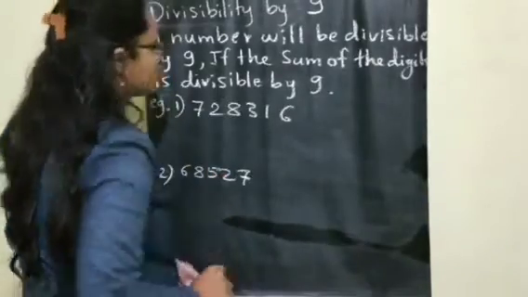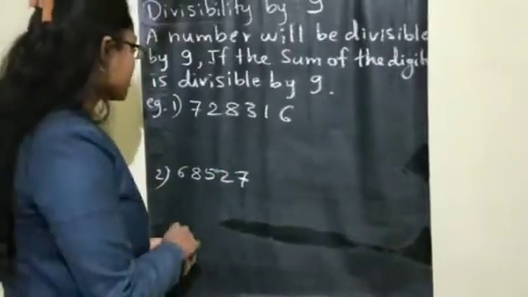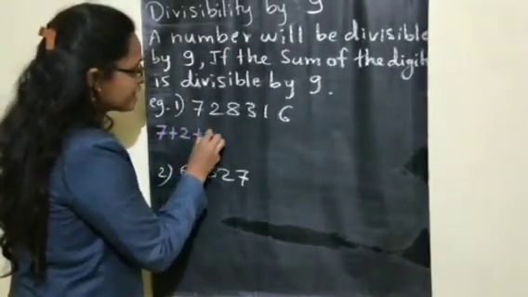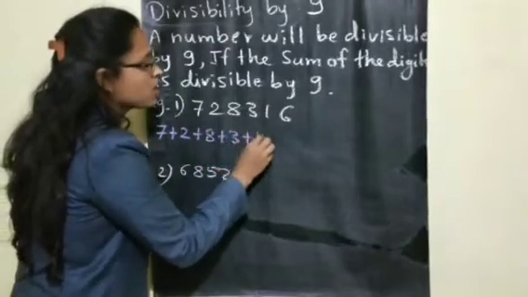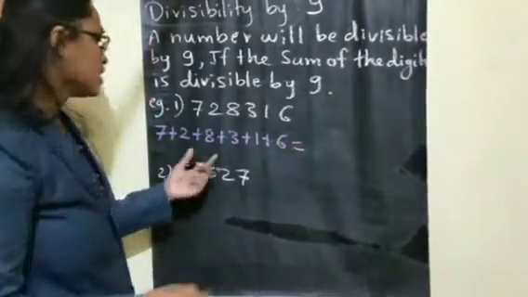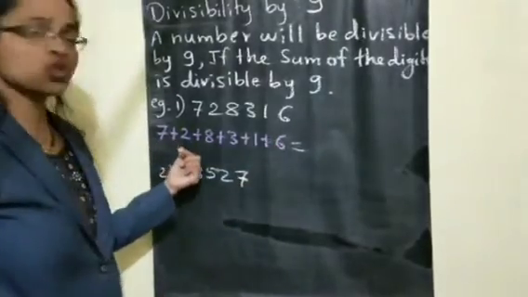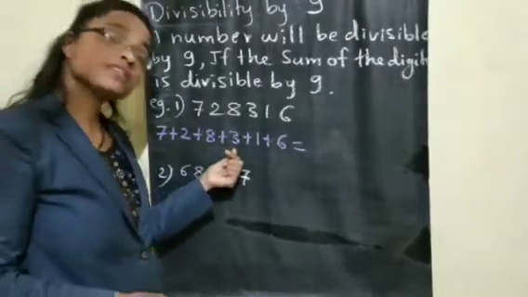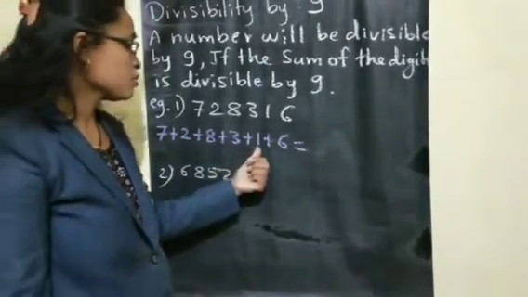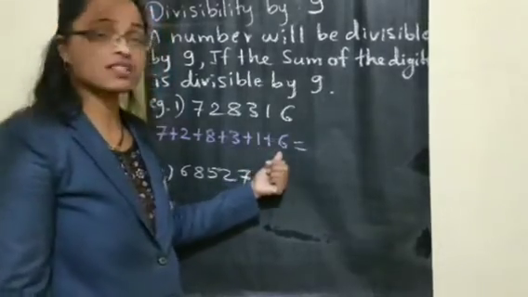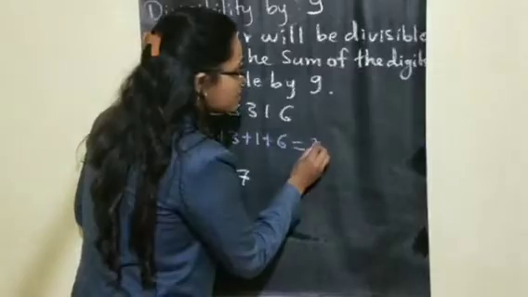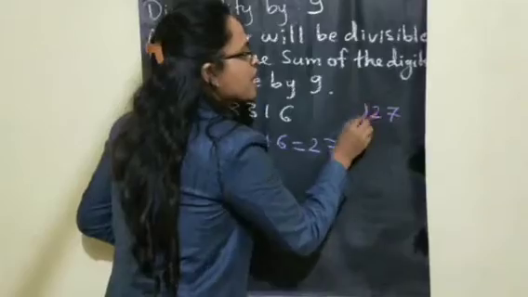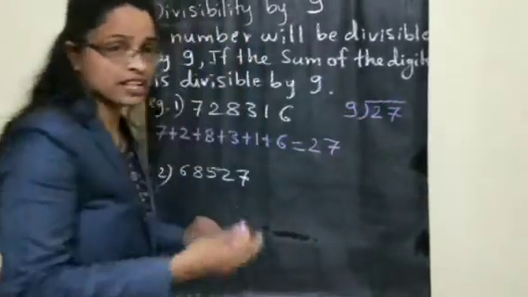So let us take the example and check. Now children, let us solve the example and check. So what we have to do? First we have to add this number: 7 plus 2 plus 8 plus 3 plus 1 plus 6. Now let us write the total of this. 7 plus 2, 9. 9 plus 8, children, 17. 17 plus 3, 20. 20 plus 1, 21. 21 plus 6, 27. So the total here, children, is 27.